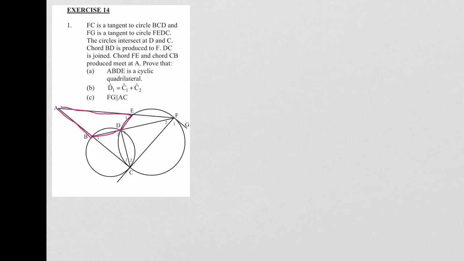Now remember, to prove something's a cyclic quad, we need either to prove that opposite angles are supplementary, they add up to 180, or an exterior angle equals an interior opposite angle, or angles in the same segment, which won't be the case here because we don't have any cross chords, if you know what I mean, to make the butterfly shape.